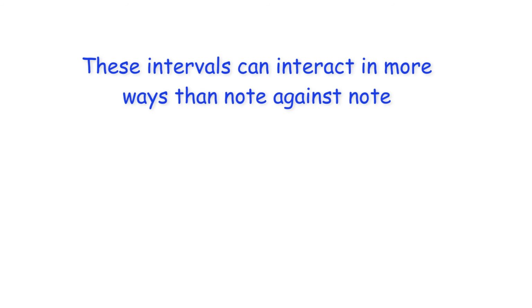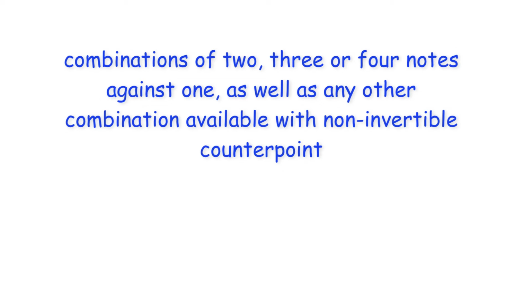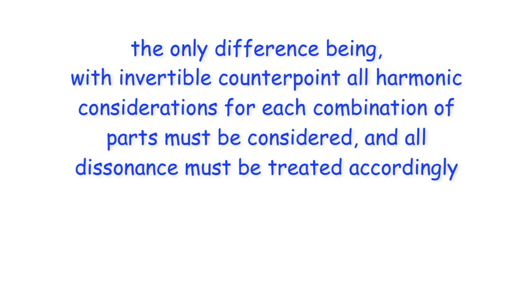The remaining columns are inversions of the first three and therefore produce the same harmonic possibilities. Obviously, these intervals can interact in more ways than simply note against note. Combinations of 2, 3, or 4 notes against one, as well as any other combination available with non-invertible counterpoint, is available here. The only difference being, with invertible counterpoint, all harmonic considerations for each combination of parts must be considered, and all dissonance must be treated accordingly.